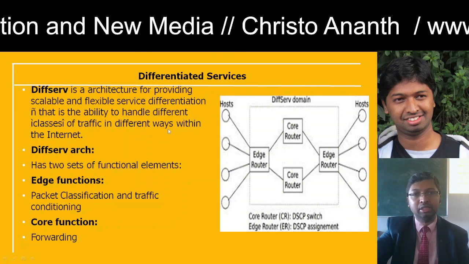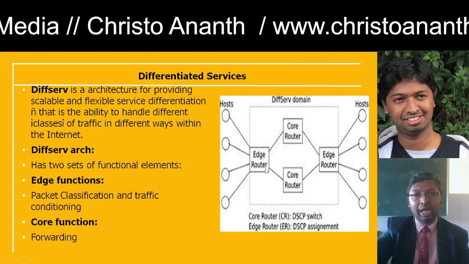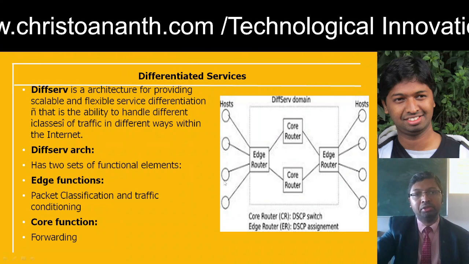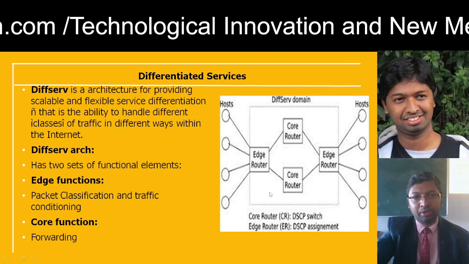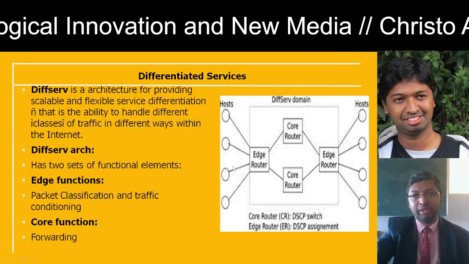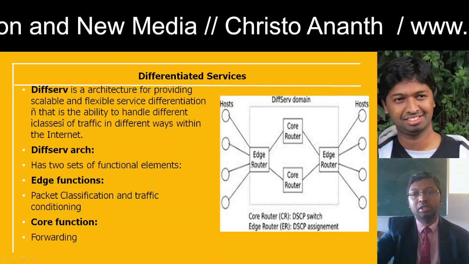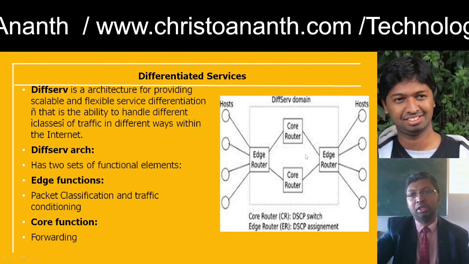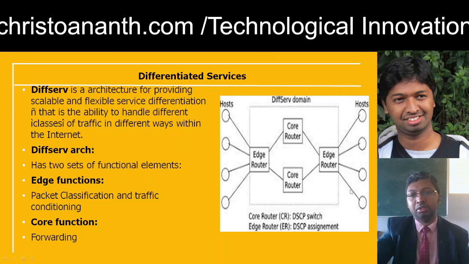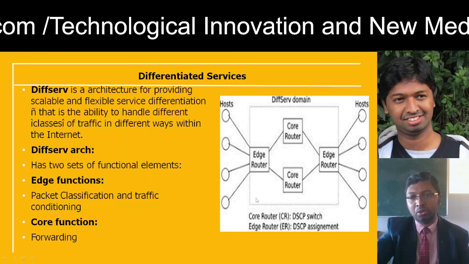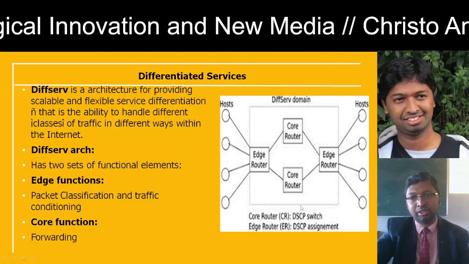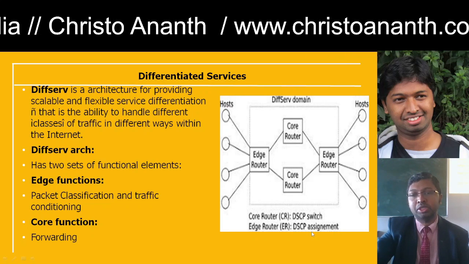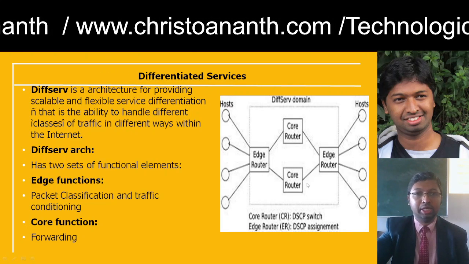So this is an architecture for providing scalable and flexible service differentiation in order to overcome these disadvantages. We are going to handle different modes of traffic in different ways across the internet. You have the edge router, then we have the sources, which are connected to the core router. This one is the differentiated services domain, which is connected to the edge router and to the host. CR is the core router, and the differentiated services control point assignment is what you specify in the edge router. So these are the edge routers.